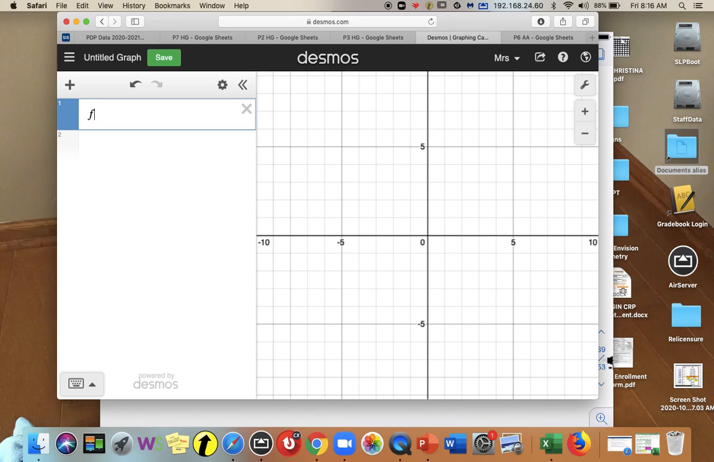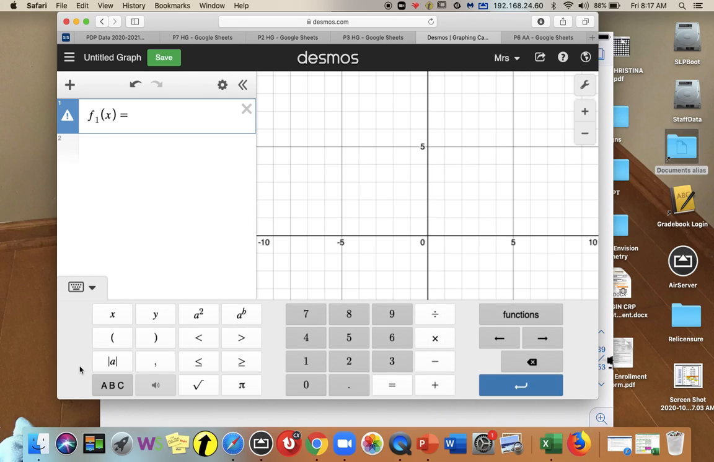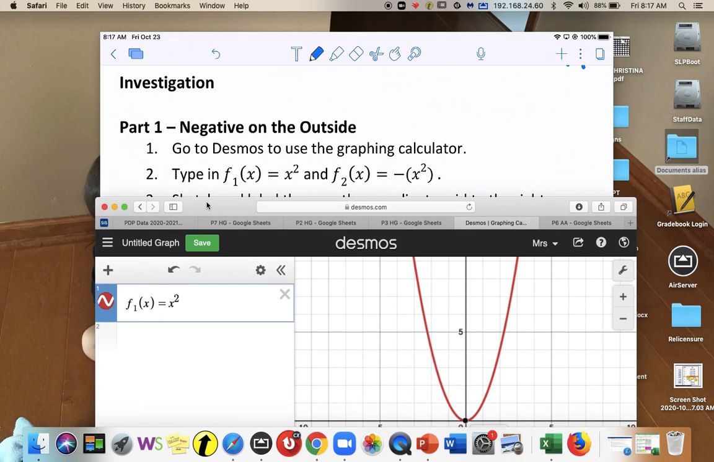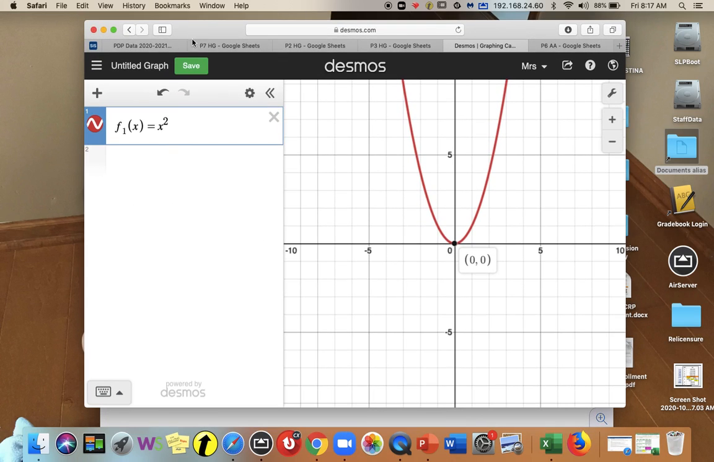And if we type in f1 of x, again, all that means is our first graph, parent function. And I'm just going to type in x squared. So I hit the keyboard to get the squared button right here. And there we see the parabola that we have studied in the previous section. We see that the origin is at 0, 0. Then it says type in f2 of x equals negative x squared. So what happens if that negative is on the outside of the parentheses?